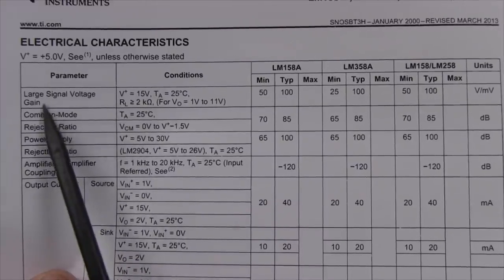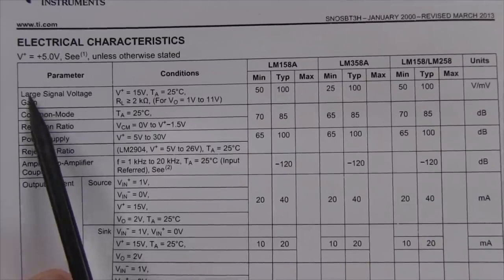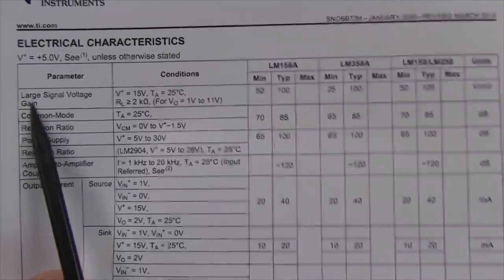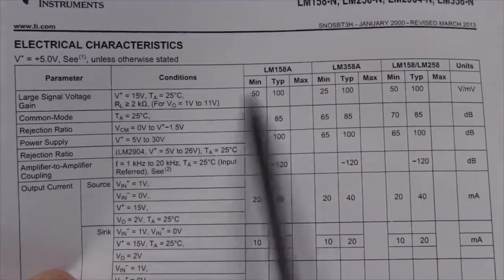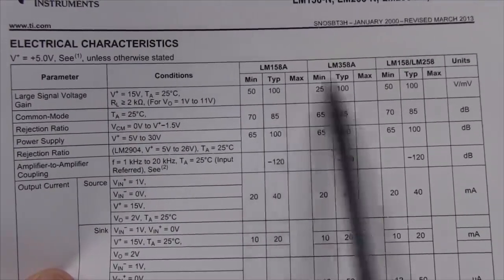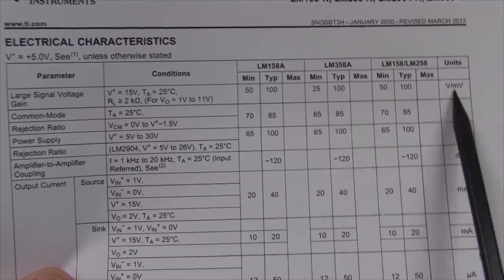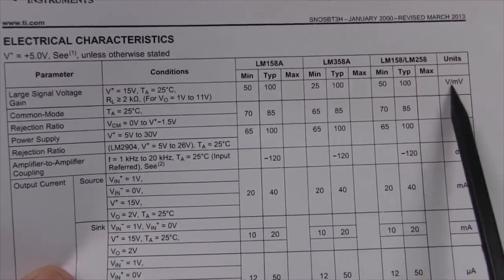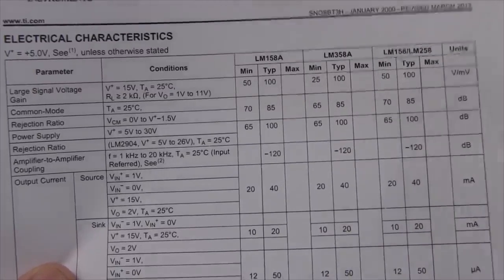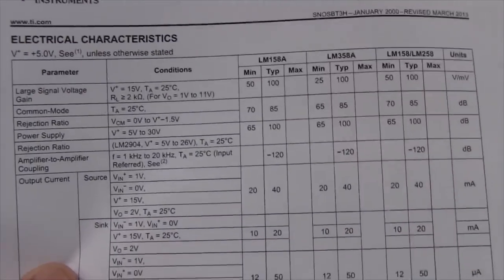And likewise here on the data sheet, they've got another way to tell you. It's called something different: the large signal voltage gain. It's specified for a certain rail, but there we go. Typically 100, and they specify it in volts per millivolt. So if you divide 100 volts by 1 millivolt, what do you get? Same figure, 100,000. There's your open loop gain.